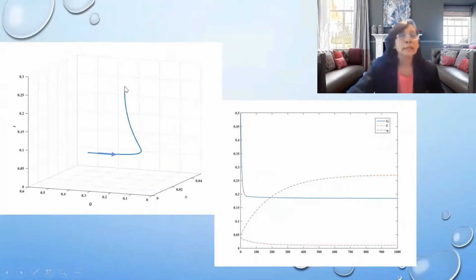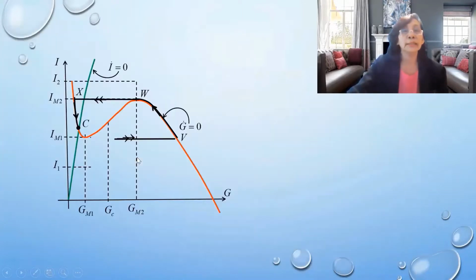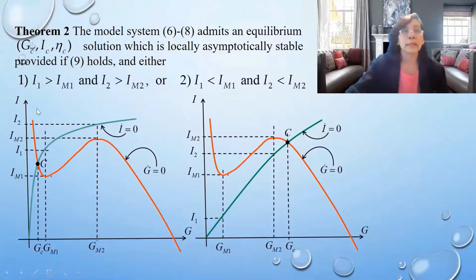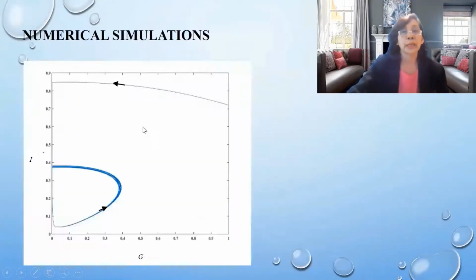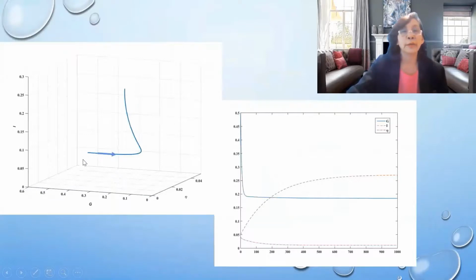This is the solution trajectory in the case that the parameter satisfies the inequality in this theorem too, so that the equilibrium point is stable. Starting from this point, the trajectory traces out a curve that reaches a critical point here and stops at that point, which is a stable equilibrium point. And the time series of the three variables are seen in this graph.